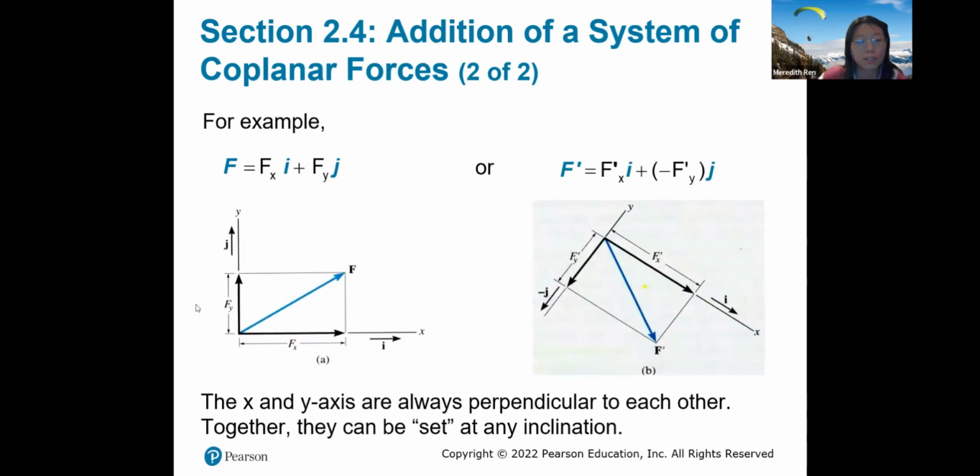So here are two examples breaking down the force vector F into Fx and Fy. The second diagram here shows you that sometimes your x may not be truly horizontal and your y may not be truly vertical. But we could still break them, right? The x and y axes are always perpendicular to each other, and together they can be set in any orientation.